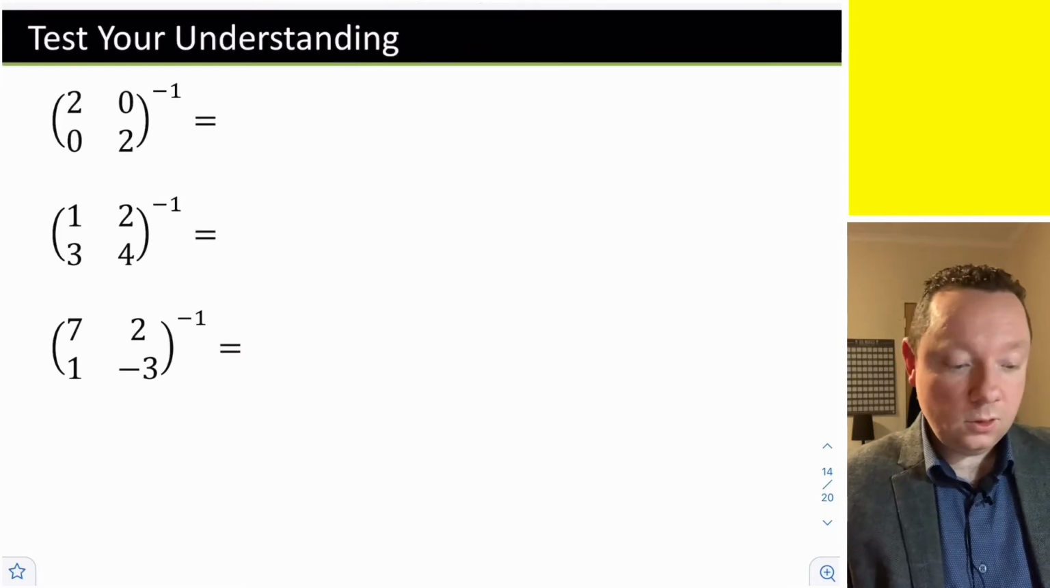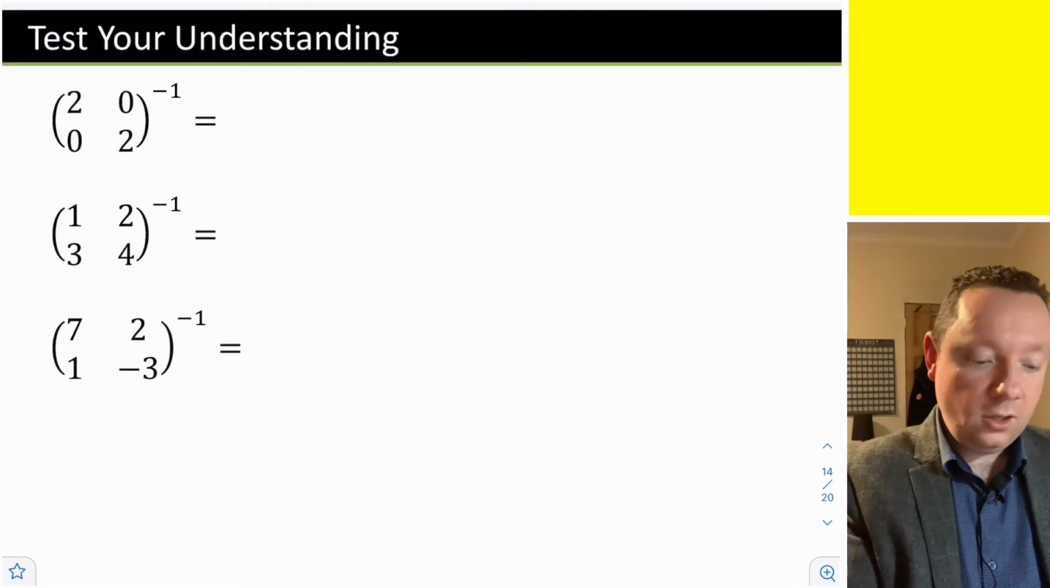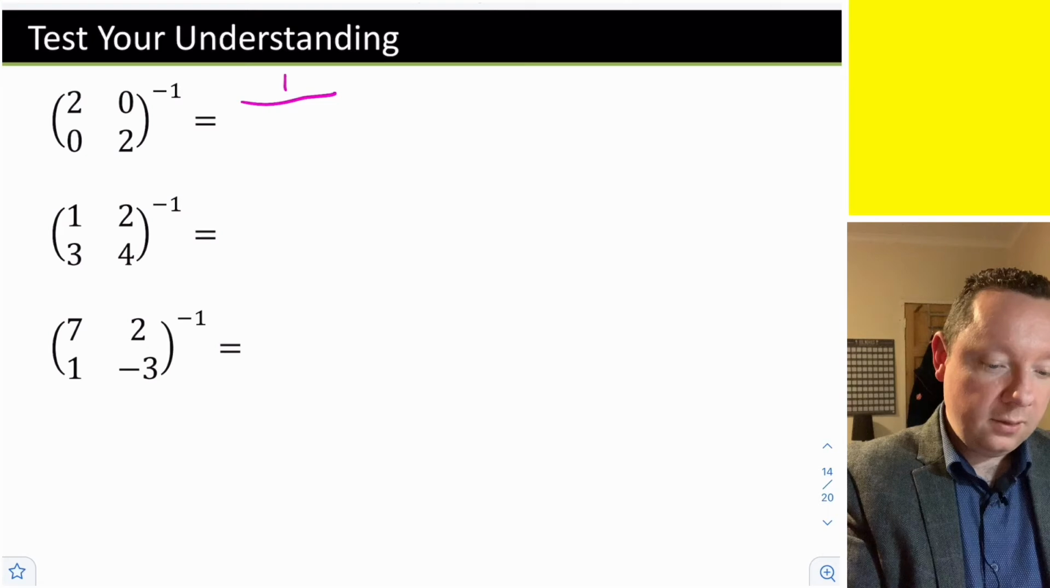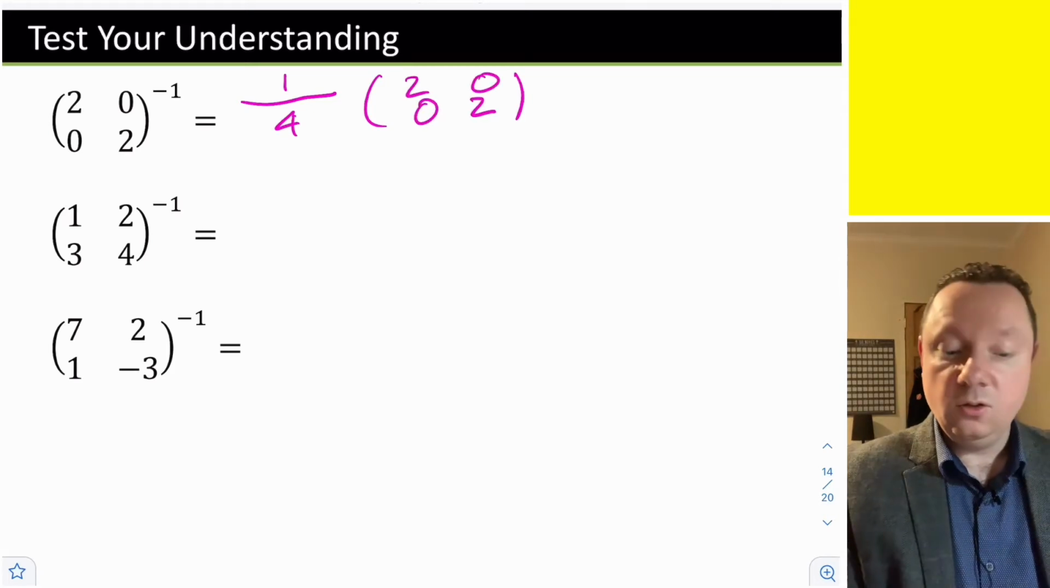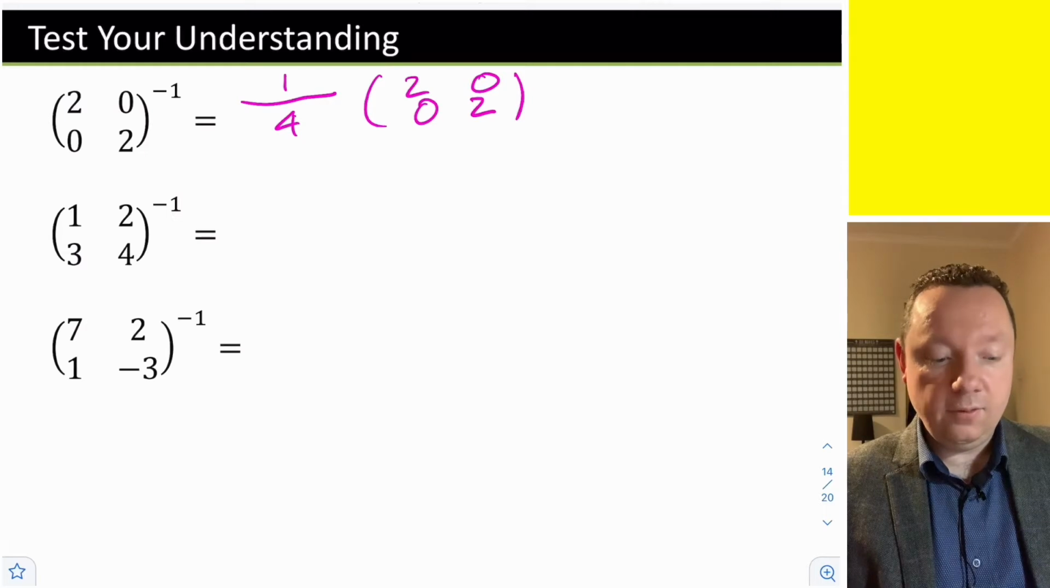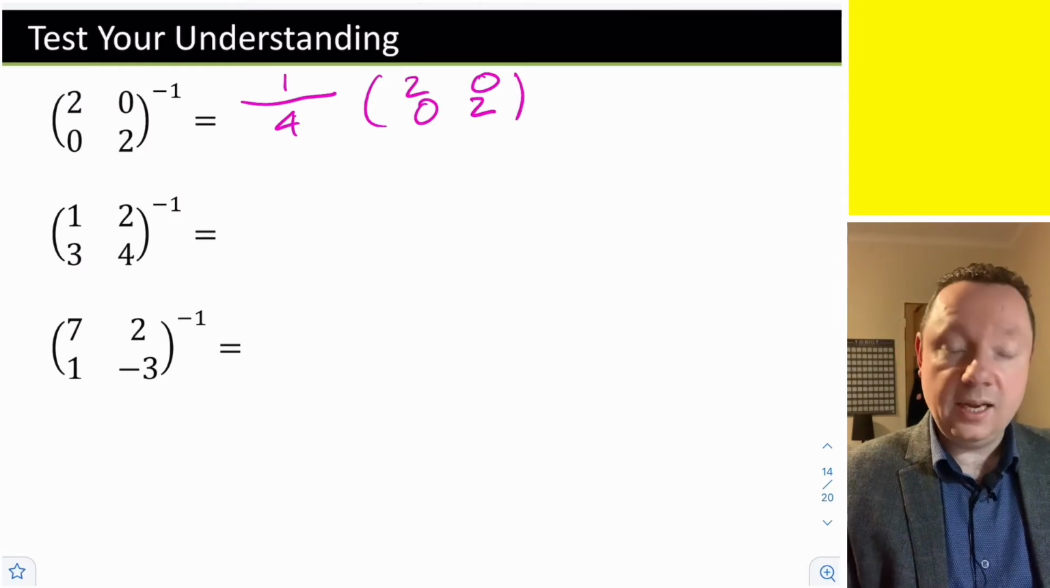So the first one, [2, 0; 0, 2] inverse. So I need to do 1 over the determinant, which is going to be 2 times 2. Swap the diagonals, put a minus on these, but these are 0, so it's just 0. There's our inverse. Let's do the second example.